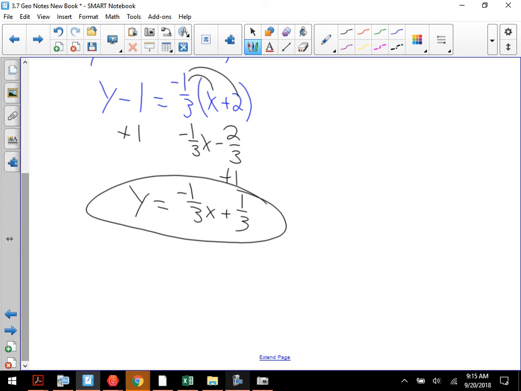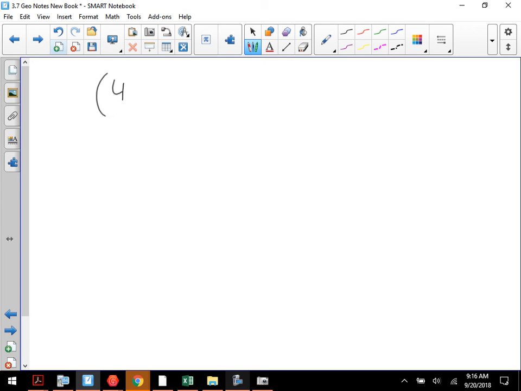Try this one for yourselves here. Really short here. Take a second. Try that. Write the equation of the line that contains those 2 points, into slope intercept form, just like we did.